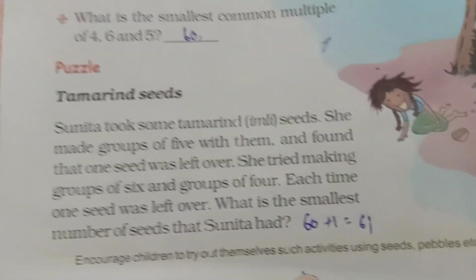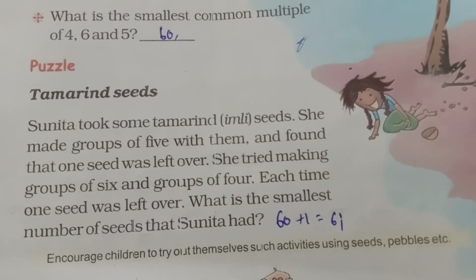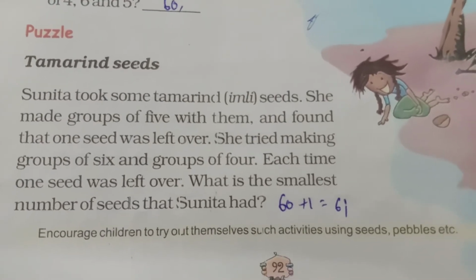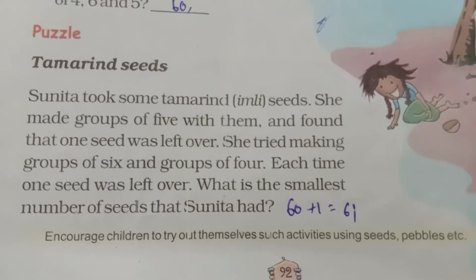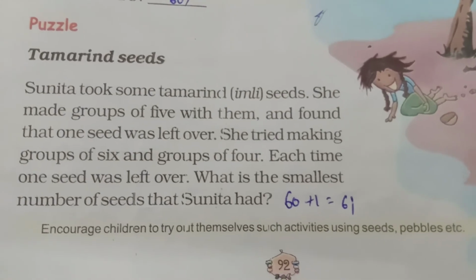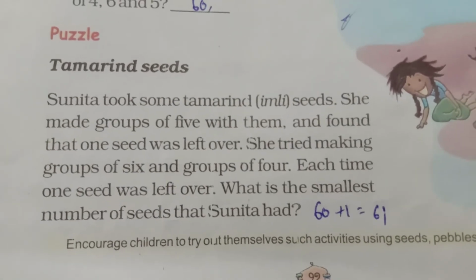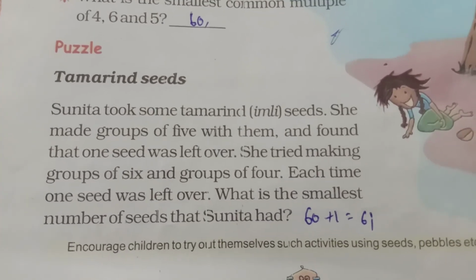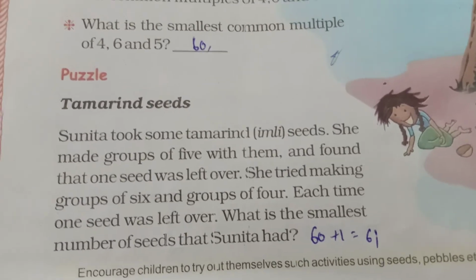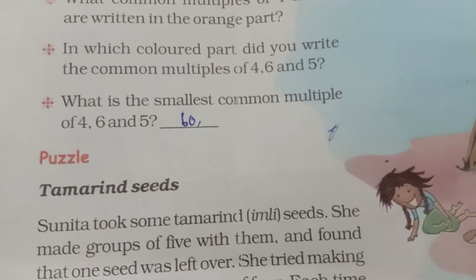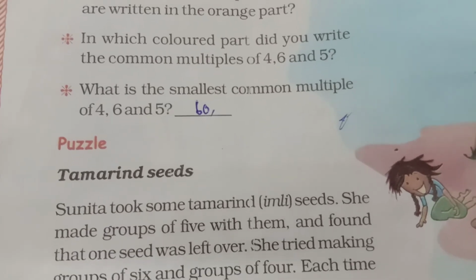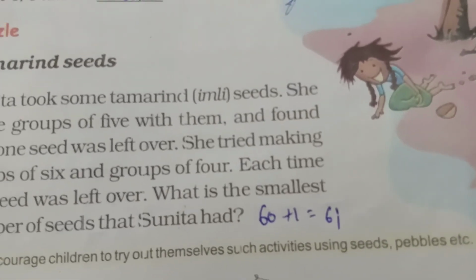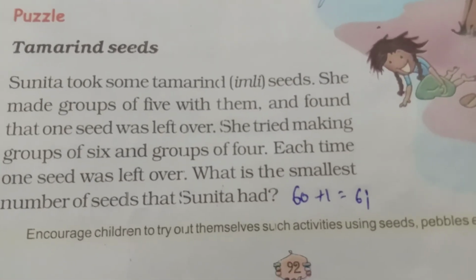So Sunita, a girl, collected some tamarind seeds and she is placing them in groups of 5, 4 and 6. And she found that each time one seed is left over. So what is the least number of seeds that Sunita had? It is 1 more than the least common multiple of 4, 5 and 6. Just now we found the least common multiple. The smallest common multiple of 4, 5 and 6 is 60. So 1 is left. So add 1 to that 60. We get 61. So 61 seeds are there with her.